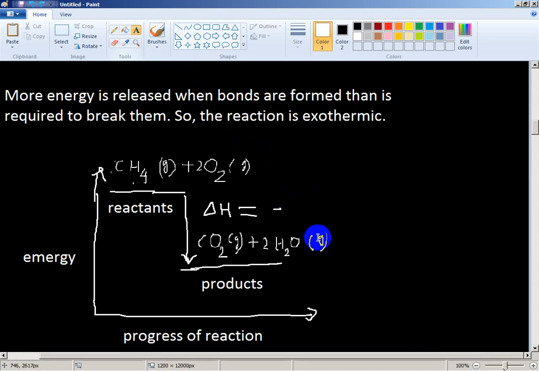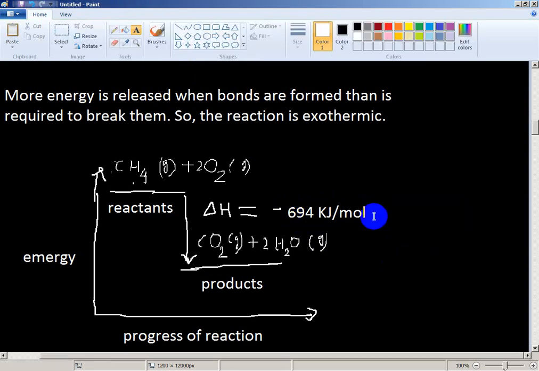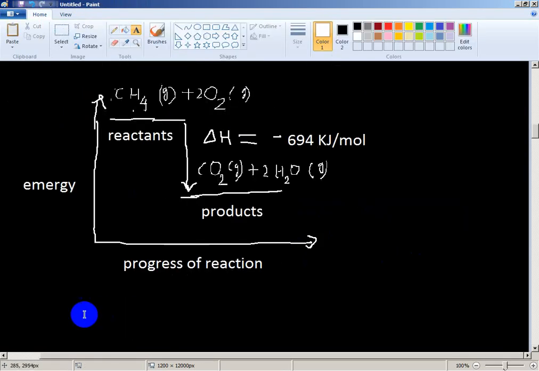Minus 694 kilojoule per mole. Okay, this is the energy level diagram of this reaction.